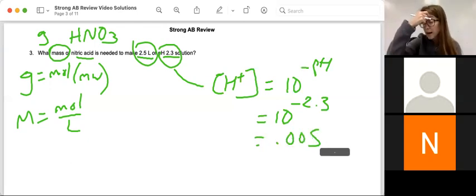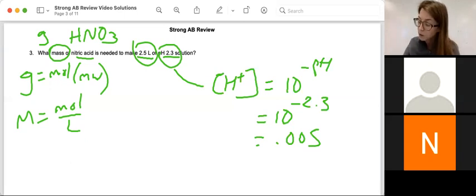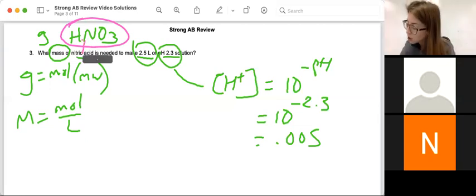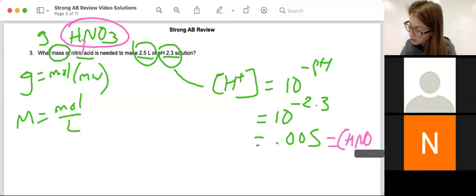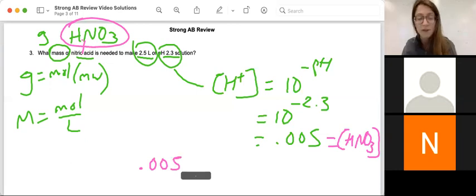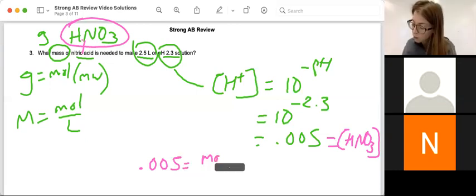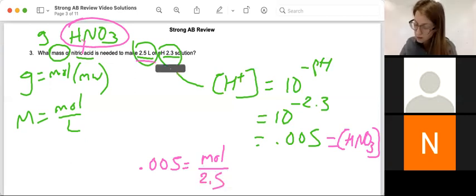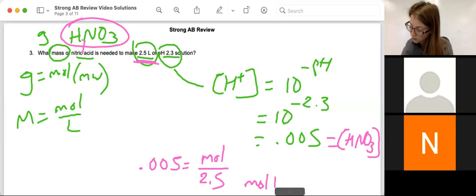Now that's the molarity of my H+, but because we have a 1-to-1 ratio, all of our strong acids that we do math with are 1-to-1 ratios, there's only one hydrogen there. This is also the molarity of my nitric acid. That's helpful because that molarity of nitric acid will help me find the moles of nitric acid, since I know that I'm in 2.5 liters, that was given in the question, of nitric acid. So I take this, I multiply by 2.5, that gets me my moles of nitric acid to be 0.0125.